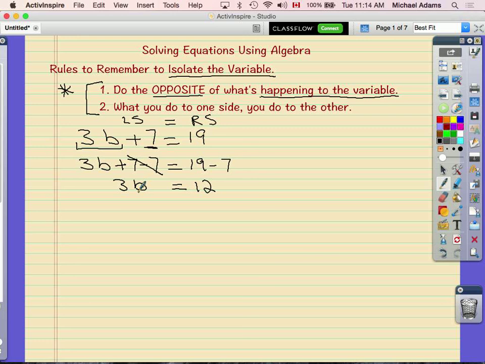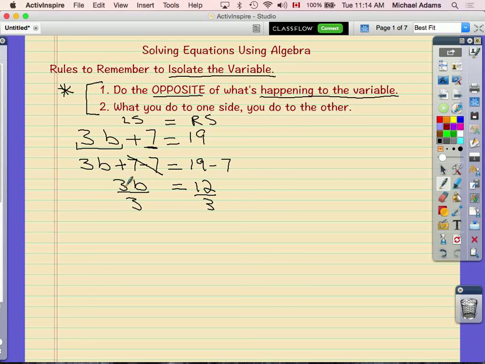This time, the variable b is being multiplied by 3. So what's the opposite of being multiplied by 3? Well, to divide by 3. If I divide this side by 3, I have to divide the other side by 3, because the rule says what I do to one side, I do to the other. Now let's take a look at what happens here.